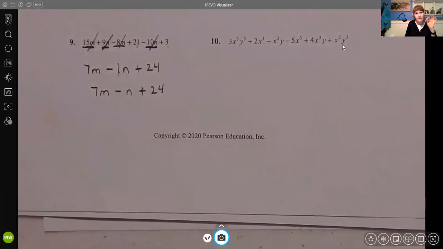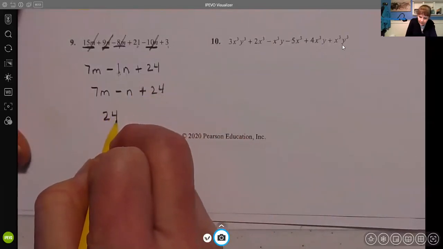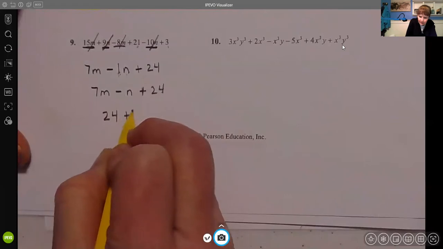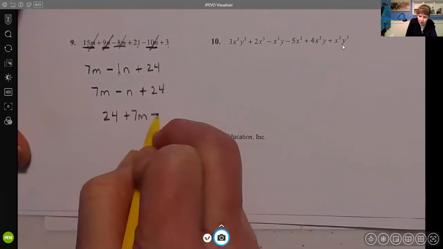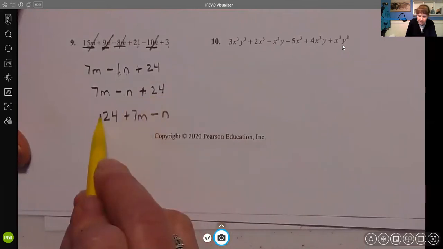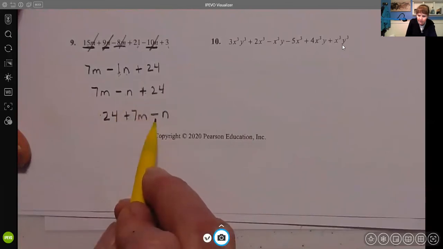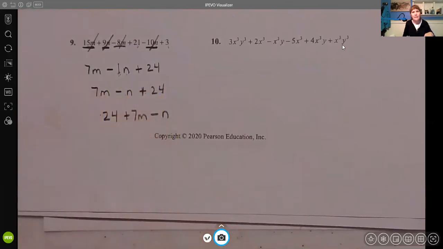The other thing is that here the order doesn't matter. So what you could do is you could have the 24 first, and then you could put the 7M. Notice I keep the sign in front, so the 24 is a positive, the 7 is a positive, and the N is a negative. So you could write it like that. So the order doesn't matter as long as you keep those positives and negatives in front of the same thing.